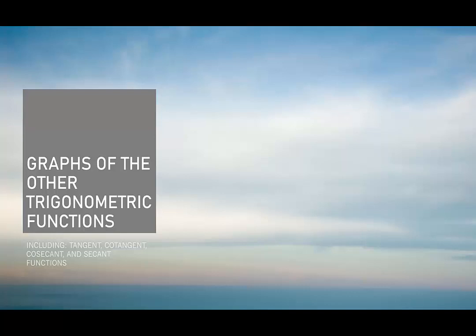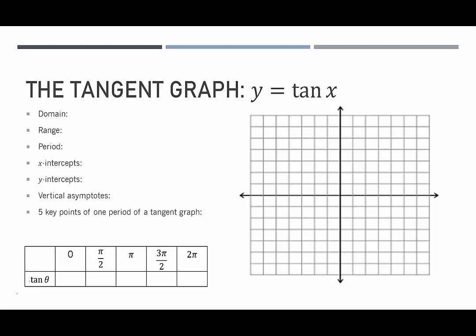In this video, we're going to look at the graphs of the other trigonometric functions, including tangent, cotangent, cosecant, and secant, although not necessarily in that order. We're going to start with the tangent graph. So we have y equals tangent of x.